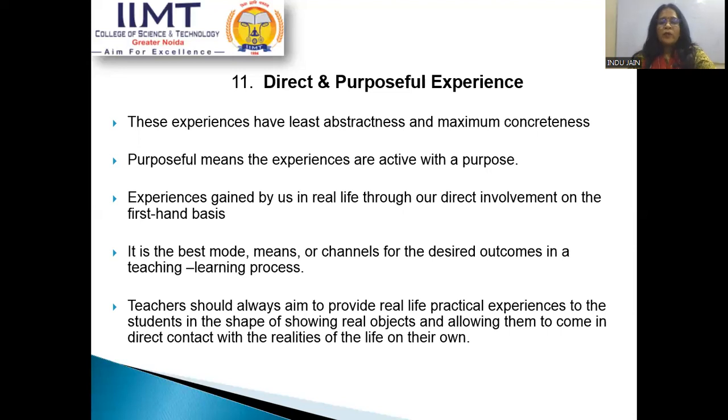Nowadays, the main objective of our education system is the all-round development of the child. And it is only possible through the direct and purposeful experiences gained by students through learning by doing. Teachers should always aim to provide real-life practical experiences to the students in the shape of showing real objects and allowing them to come in direct contact with the realities of life on their own.